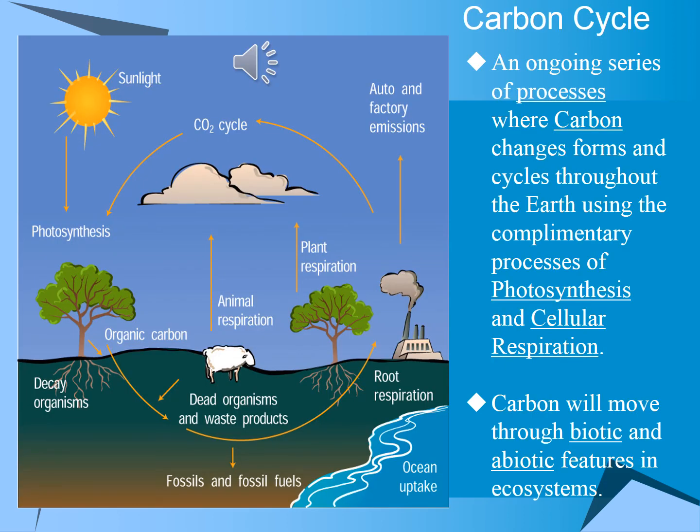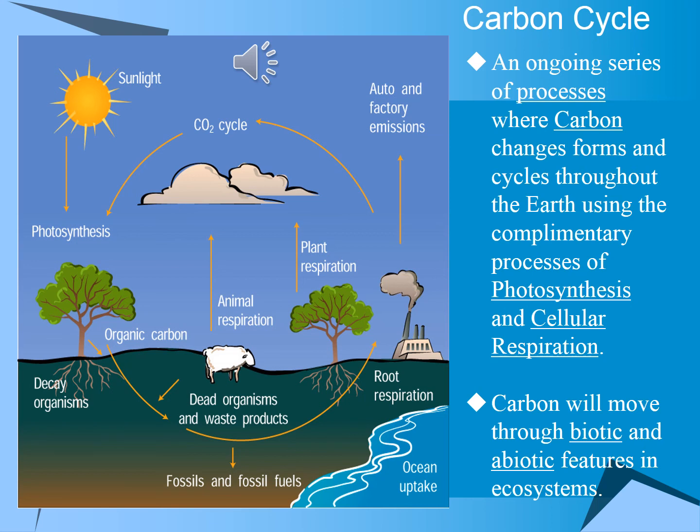We are now at the second cycle, the carbon cycle. The carbon cycle is an ongoing series of processes where carbon changes form and cycles throughout the earth using complementary processes of photosynthesis and cellular respiration. So you guys already know what the carbon cycle is because we just did that in the previous unit. Carbon will move through both biotic and abiotic features in the ecosystem.